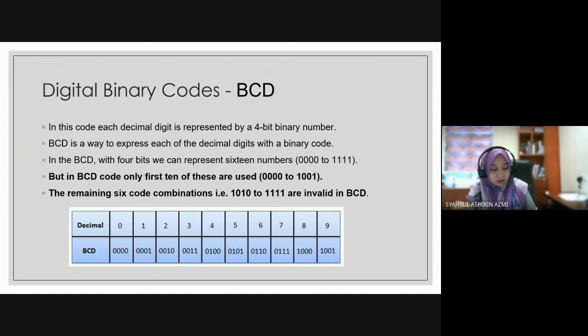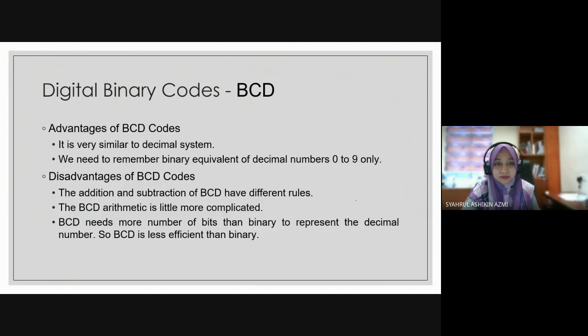Okay. But in this BCD, only the first 10, which is from 0000 up to 1001, are normally being used, or what we call a valid BCD number. Meanwhile, the rest of the combinations, which is after 1001, starting at 1010 up to 1111, is what we call an invalid BCD number. How to make this invalid BCD number become valid? Okay, we will look at that in the next slide.